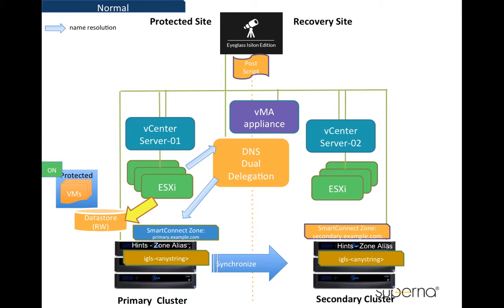The next diagram is the setting prior to failover. We can see here that the protected VM is running on the NFS data store from the primary cluster. And the SyncIQ replication pair has also been configured, and it is in operation to replicate data from the primary to the secondary cluster.